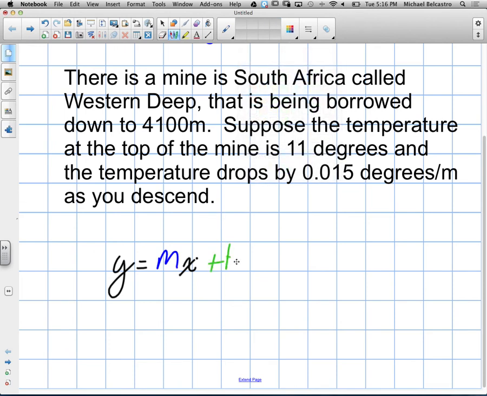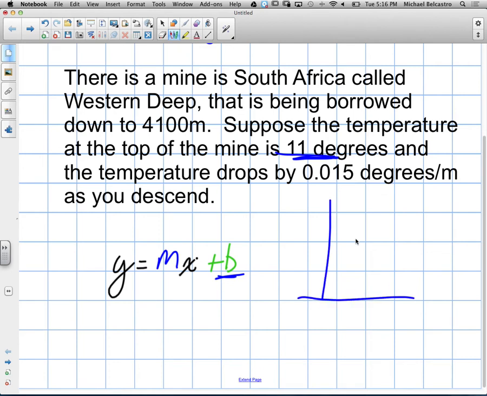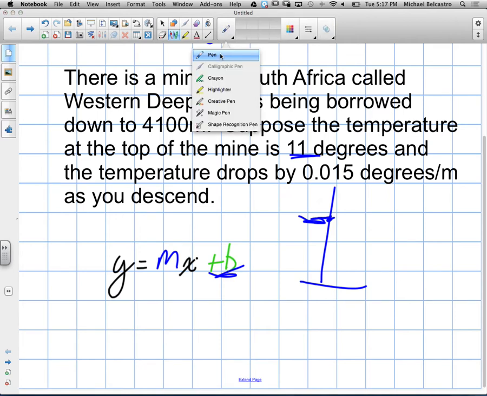Okay, b would be our y-intercept. So we're going to think of our y-intercept as being the temperature at the top of a cave, right? Imagine we're in some cave, and our y-intercept is where we enter it. We would never be above that, right? We would never be outside or floating above the burrow of the cave. We'd be on the Earth's surface right at that cave. So our y-intercept is that, and it turns out the temperature there is 11 degrees. Okay, so that's the highest temperature we're getting.